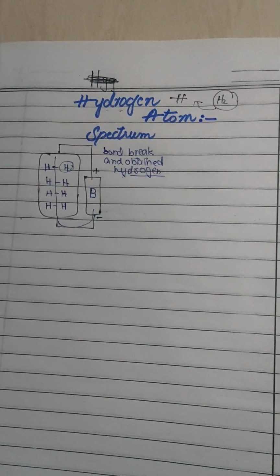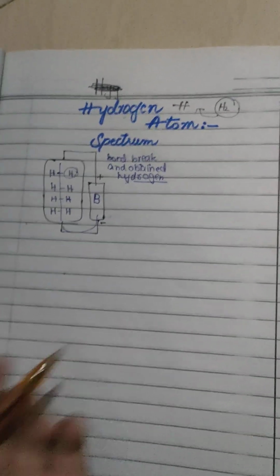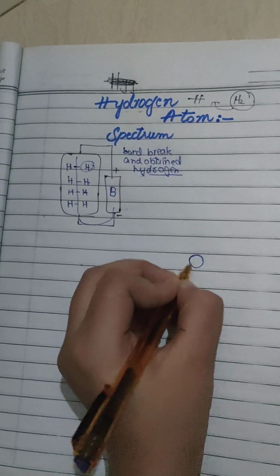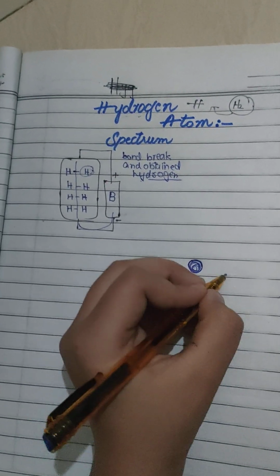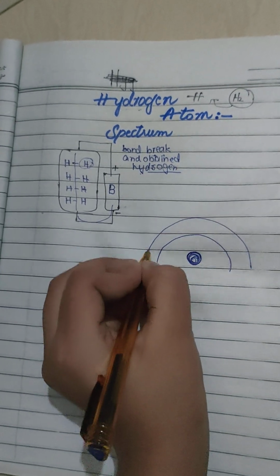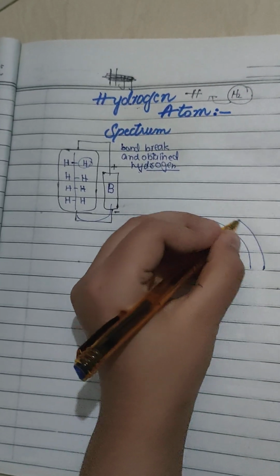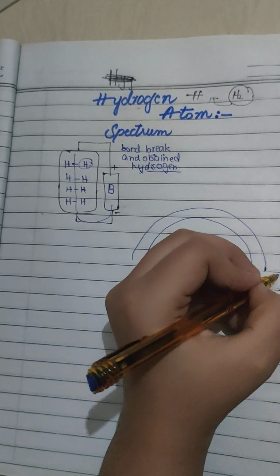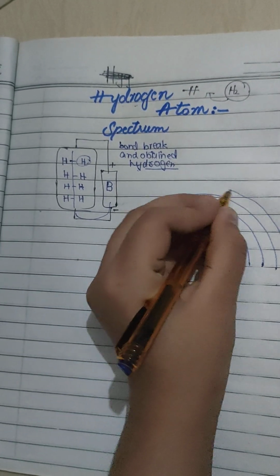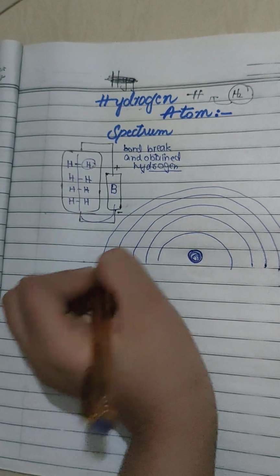Fine. Now I'm going to show you one series. Here I'm going to draw one electron and the nucleus. Here we have shells, right? 1, 2, 3, 4 and 5. Fine.